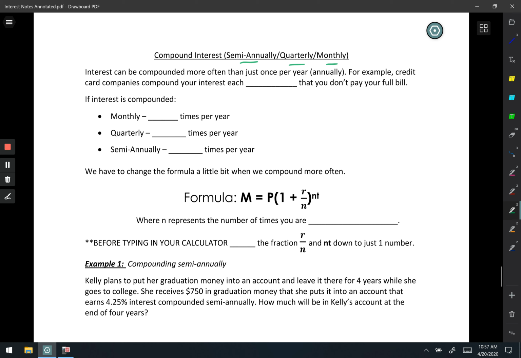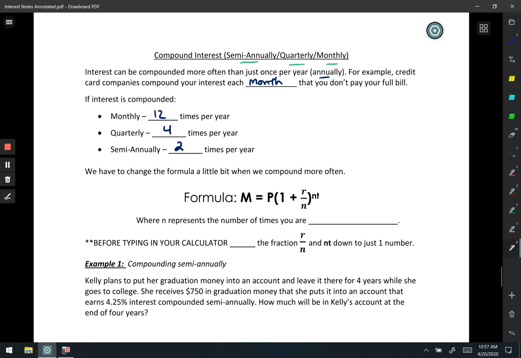I got 3 examples we're going to go over, and there's 3 practice questions for you in the classroom. Let's start out here. Interest can be compounded more often than just once per year, which we already did, which was annually. For example, credit card companies compound your interest each month that you don't pay your bill in full. If you pay it off the first month, no interest, that's the proper way to use a credit card. If interest is compounded monthly, it's 12 times per year. Quarterly is 4 times per year, and semi-annual is 2 times per year.